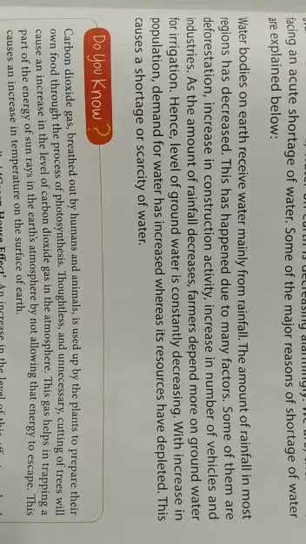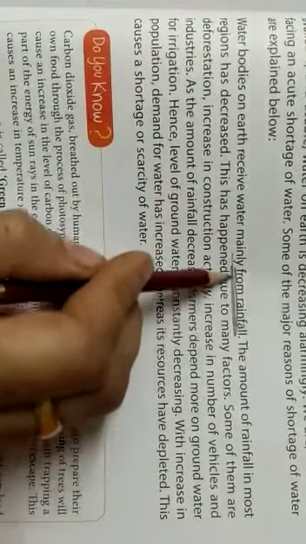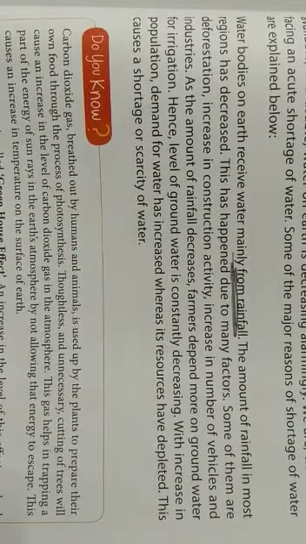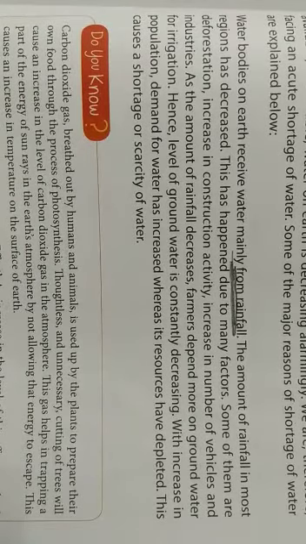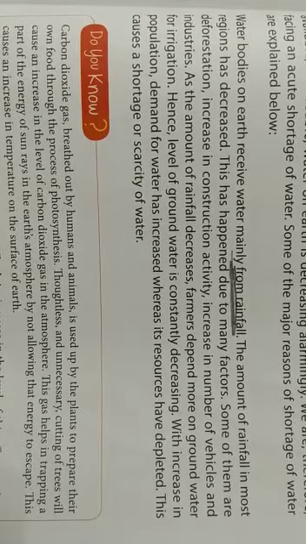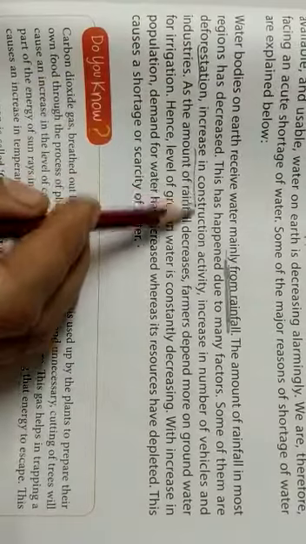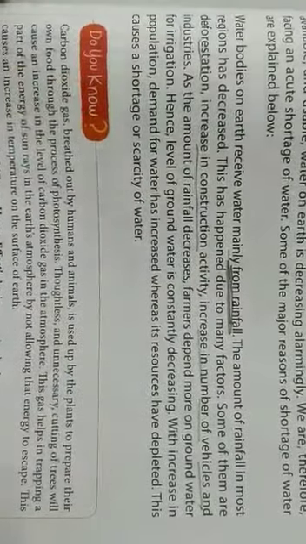Water bodies on earth receive water mainly from rainfall. Generally we are having the water from rainfall, that is the purest form of water. The amount of rainfall in recent years has decreased. This has happened due to many factors. जो rainfall है कई areas में decrease हो रही है because of many factors. Some of them are deforestation, increase in construction activities, increase in number of vehicles and the industries. So you can underline this. So these are the reasons due to which rain is going to decrease.